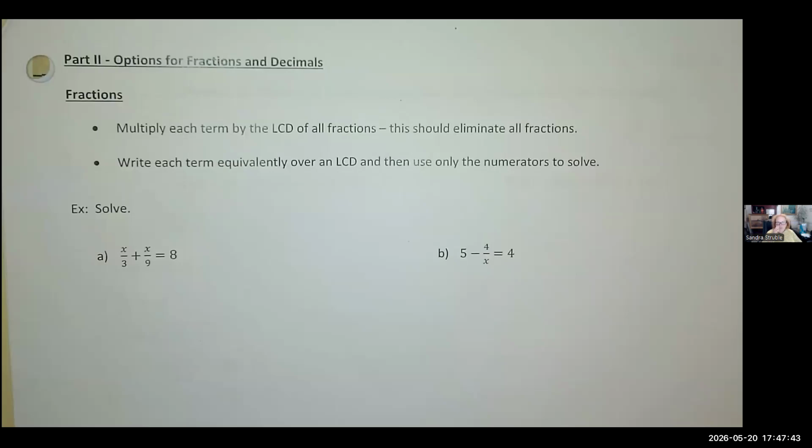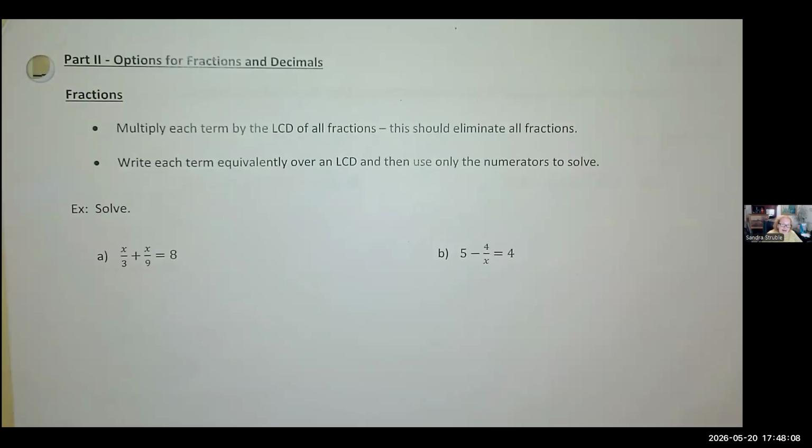Okay, let's cover part two, options for fractions and decimals. So the first thing it says for fractions, multiply each term by the lowest common denominator of all fractions. And this should eliminate all fractions. I love this. I know that y'all hate fractions and we can get rid of them. However, you need to understand how to find the lowest common denominator.